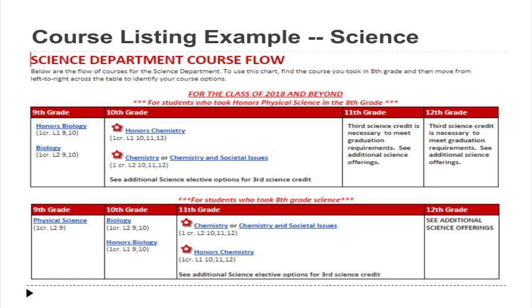We are now going to look at an example in the science department. You will see the top flow chart is for students who took honors physical science in the 8th grade. The second flow chart is for students who took 8th grade science. You are going to want to follow the flow chart that pertains to your situation. Oak Hills High School graduation requirements include 3 credits of science, including physical science, biology, and an advanced science.